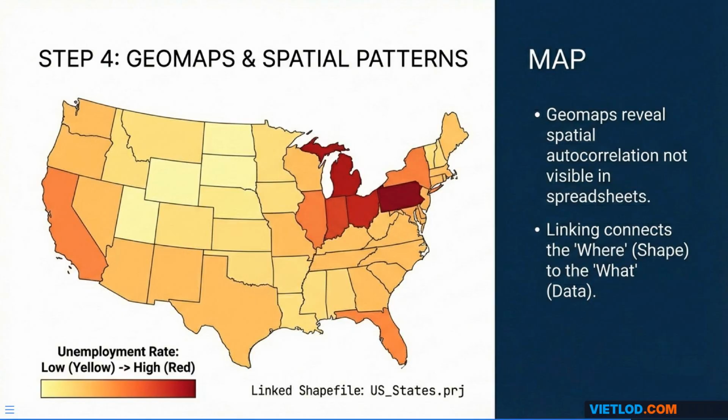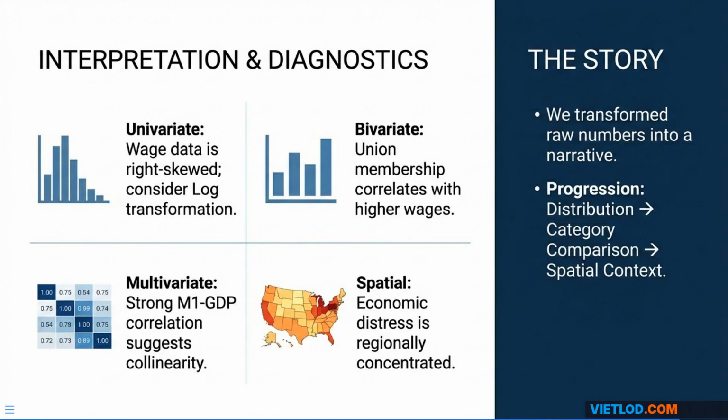Our final analytical tool is the geomap, which helps us visualize data with a geographic dimension, such as unemployment rates by state. Geomaps are incredibly effective at revealing spatial autocorrelation, the tendency for values in nearby locations to be more similar than values in distant locations. This is a pattern you would never see in a spreadsheet.